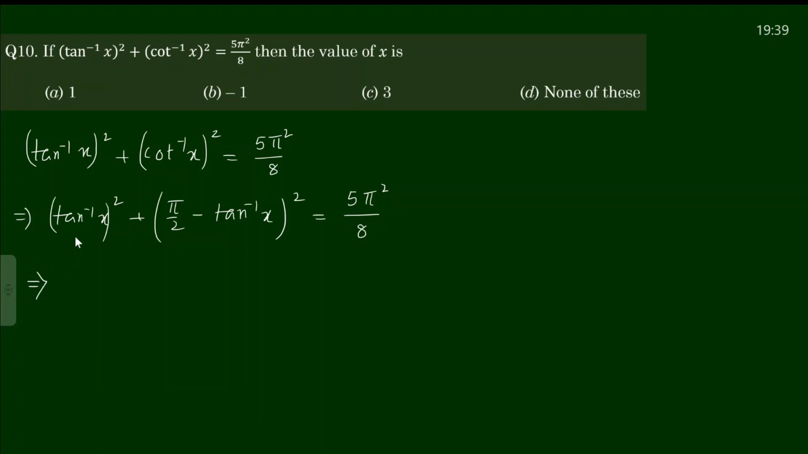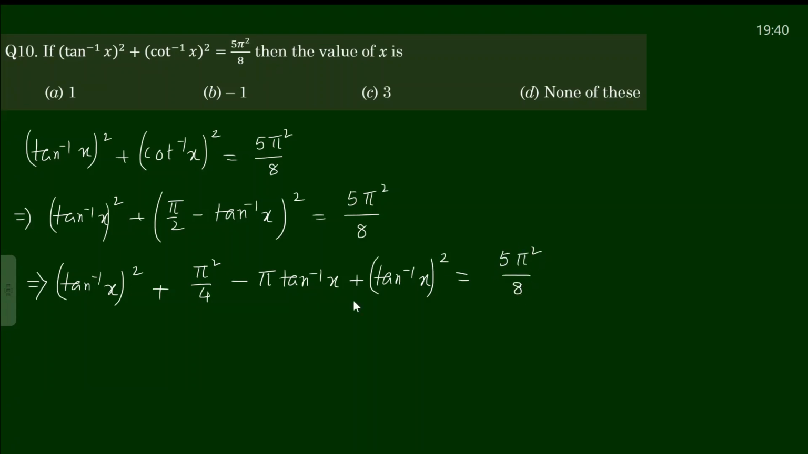And this implies, complete this whole square. It is tan inverse x whole square remaining same, then plus pi square by 4, then minus 2 into pi by 2 into tan inverse x, that is pi tan inverse x. Then plus this term squared is (tan inverse of x) whole square, and on the right hand side 5 pi square by 8.